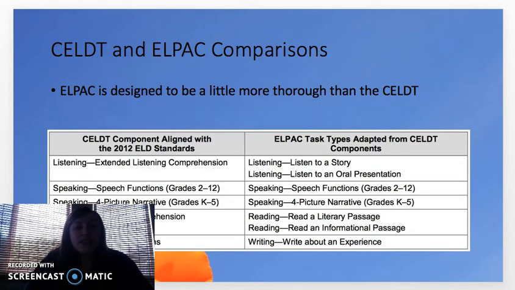So the CELT and the ELPAC comparisons. So these right here, this is the current CELT, and it was aligned with the 2012 standards, and this is the ELPAC.